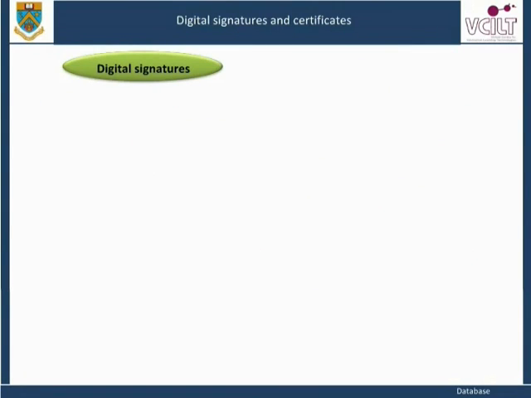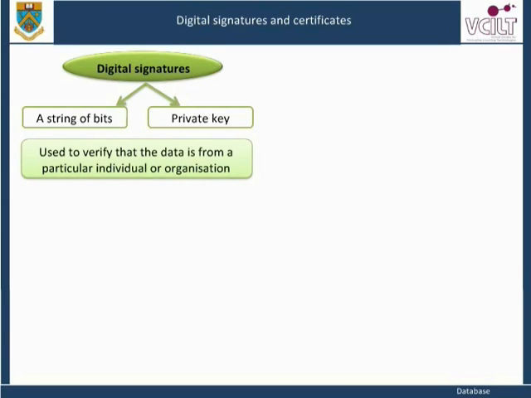Digital signatures. A digital signature consists of two pieces of information: a string of bits that is computed from the data message that is being signed, along with the private key of the requester for the signature. The signature can be used to verify that the data is from a particular individual or organization.